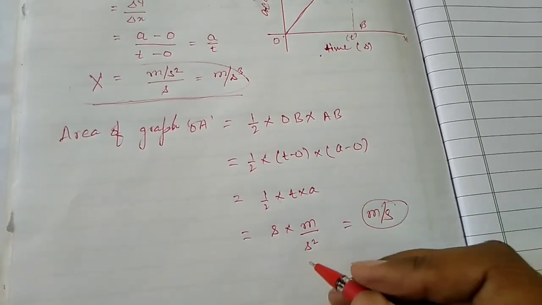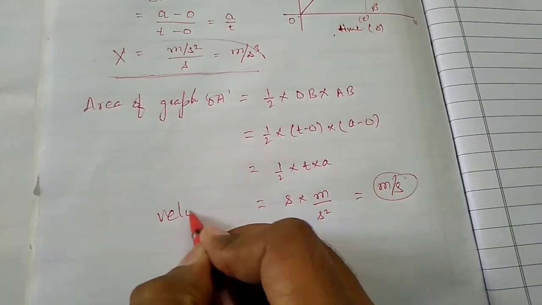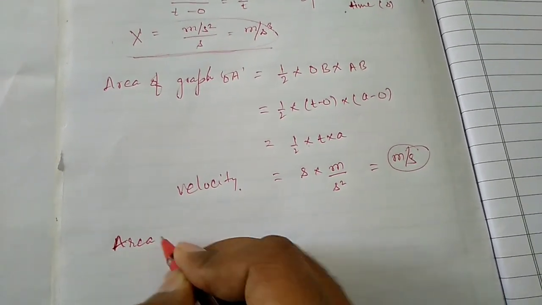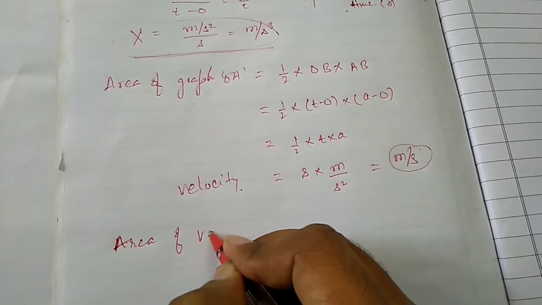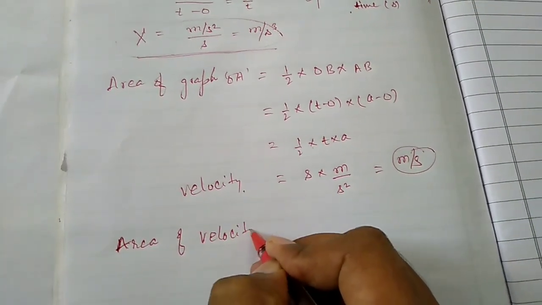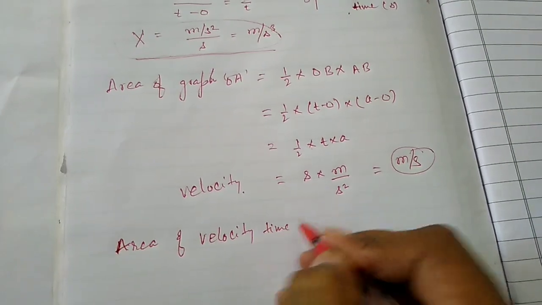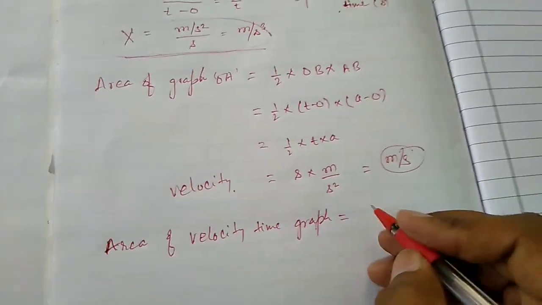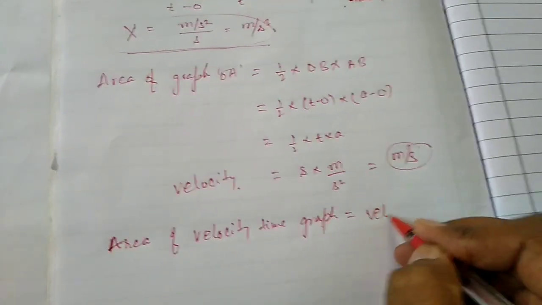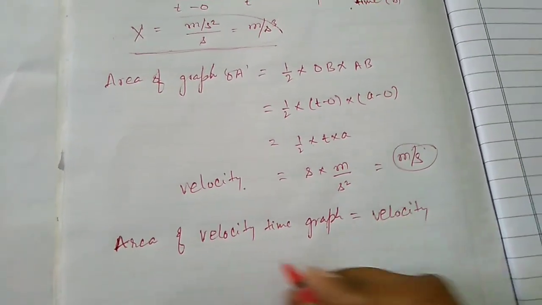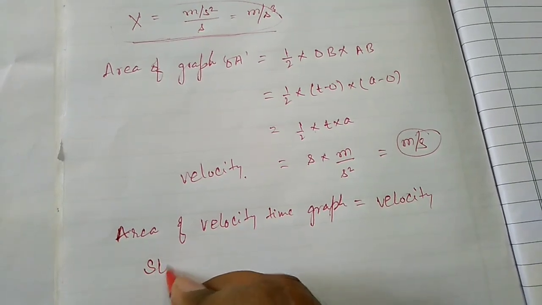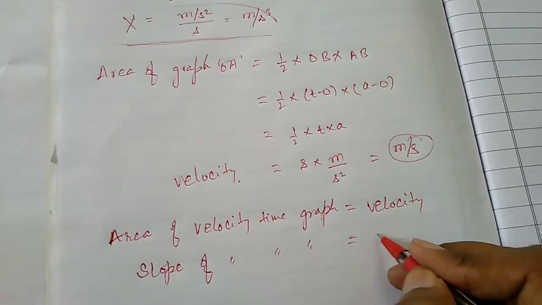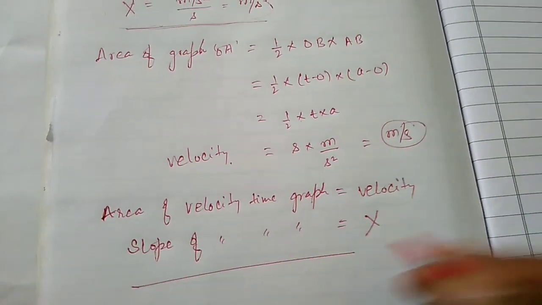What is remaining here? Meter per second. Which physical quantity is it? It is velocity. So on calculating the area of the acceleration time graph, what you are actually calculating is velocity. And if you are calculating the slope of the acceleration time graph, you are calculating nothing.